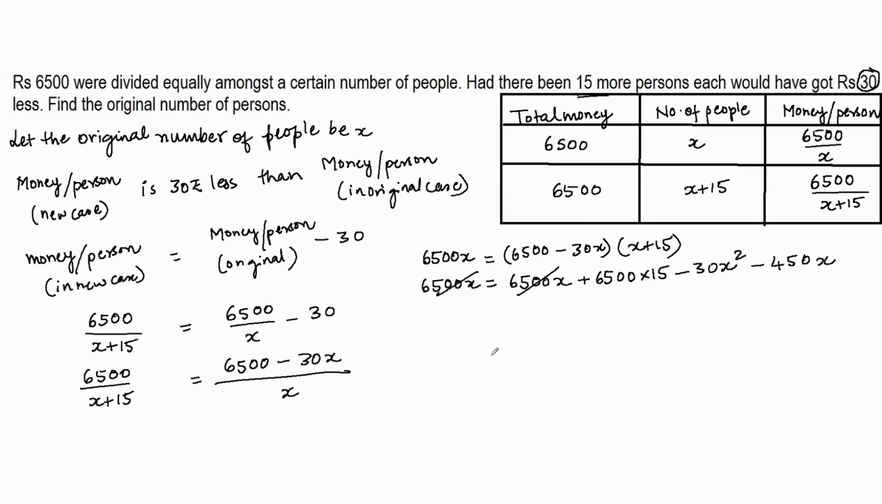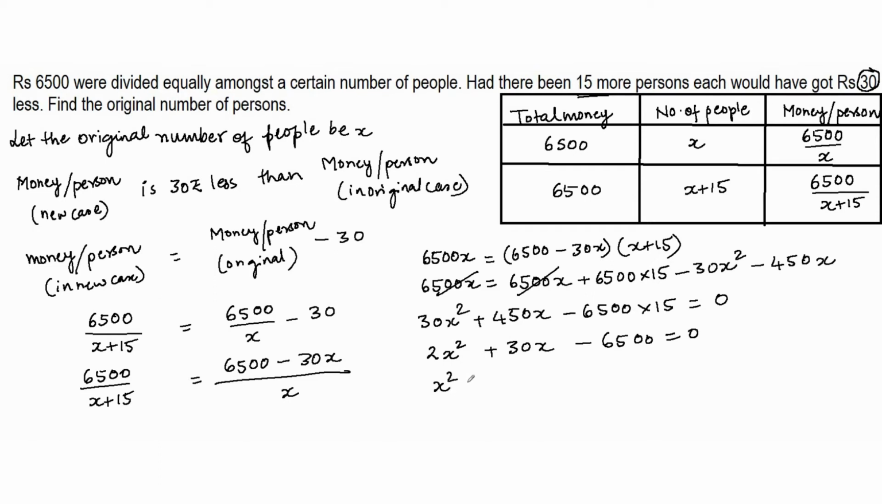Again, 6500x cancels from both sides. So we are left with 30x square plus 450x minus 6500 into 15 is equal to 0. Dividing throughout by 15, I get 2x square plus 30x minus 6500 is equal to 0, right? And again dividing throughout by 2, I get x square plus 15x minus 3250 is equal to 0. So now we need to find two numbers whose product is minus 3250 and sum is plus 15. So let us find these numbers.